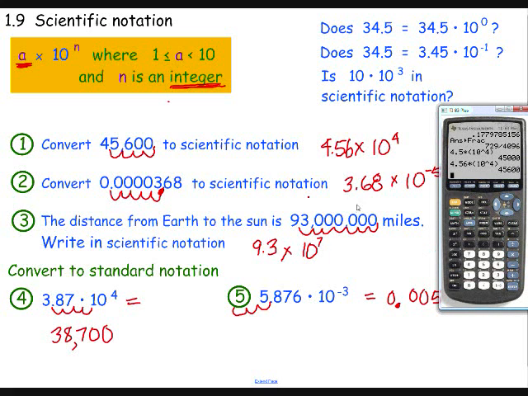Let's try this one. 3.68 times, I'm going to use parentheses, 10 raised to the power of, and I'm going to use parentheses for this too, minus 5. I don't know that I need to. Now close parentheses around that multiplier, and what am I supposed to get? 0.0000368.